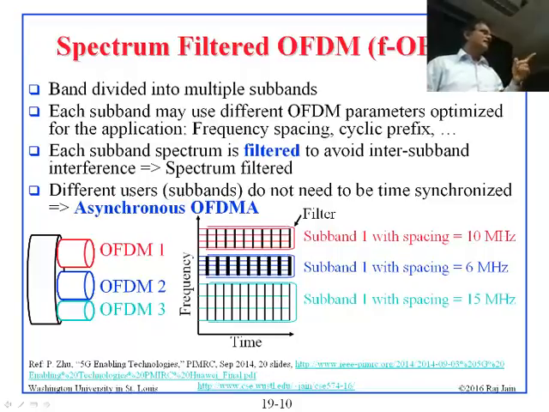Is that understood? Okay. So you can select the cyclic prefix, you can select the frequency spacing. Each spectrum is filtered to avoid inter-subband interference, and this is why it's called a spectrum filter.